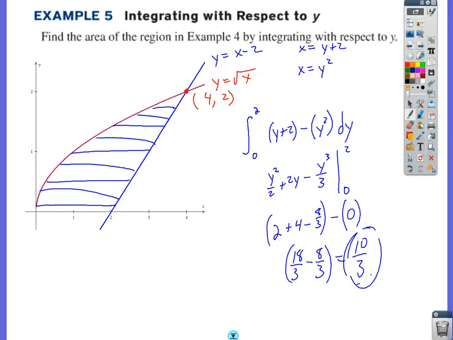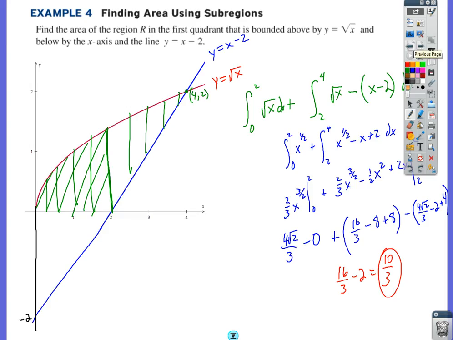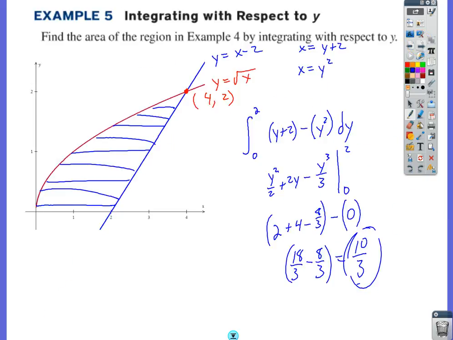Here's the work that we did here. Wow, look at all that crazy work that we had to do there. Two separate integrals, a whole bunch of crazy work, still got to 10/3. Or I could just do this. Boom, one. That might be easier. So let's take a look at the next example.